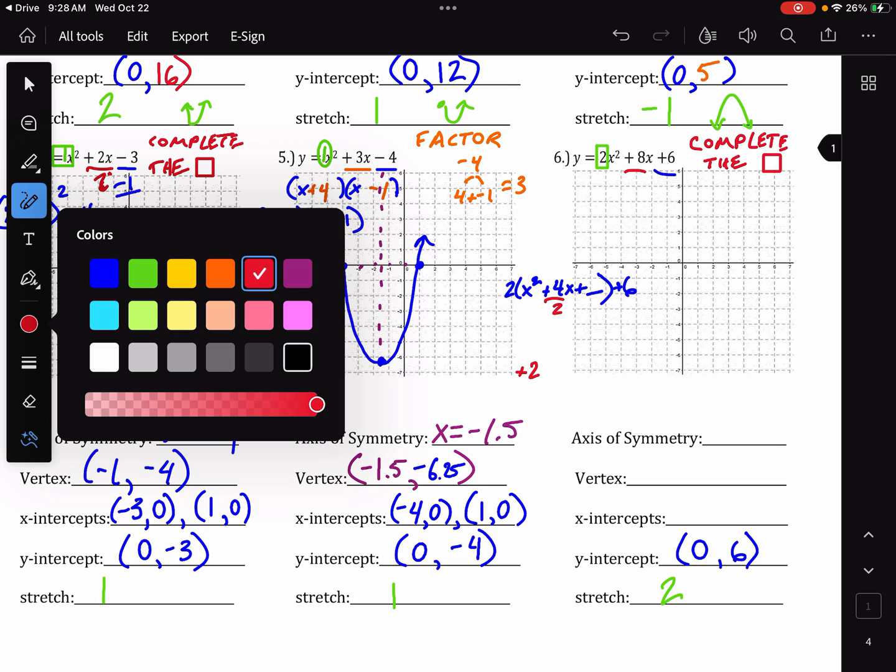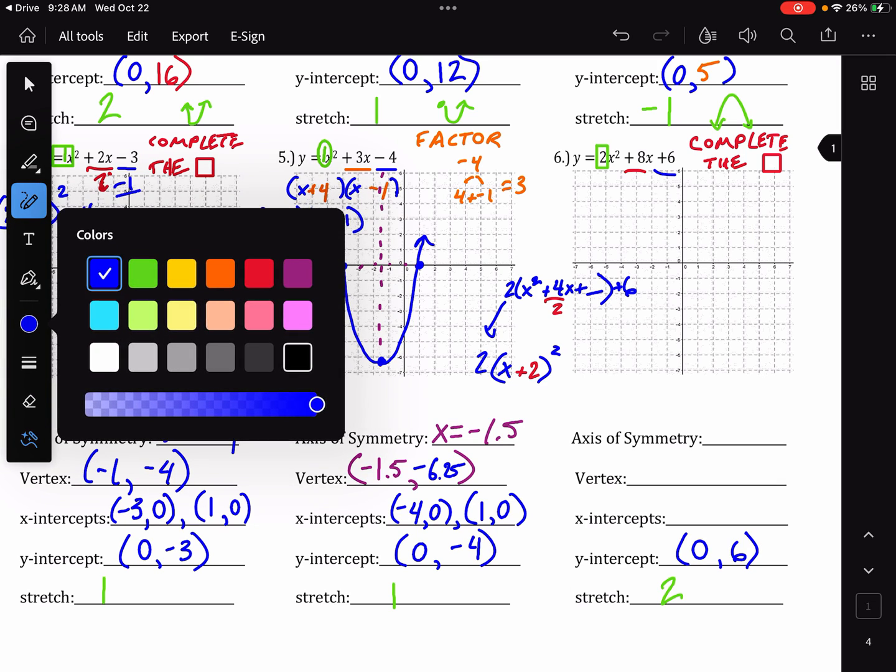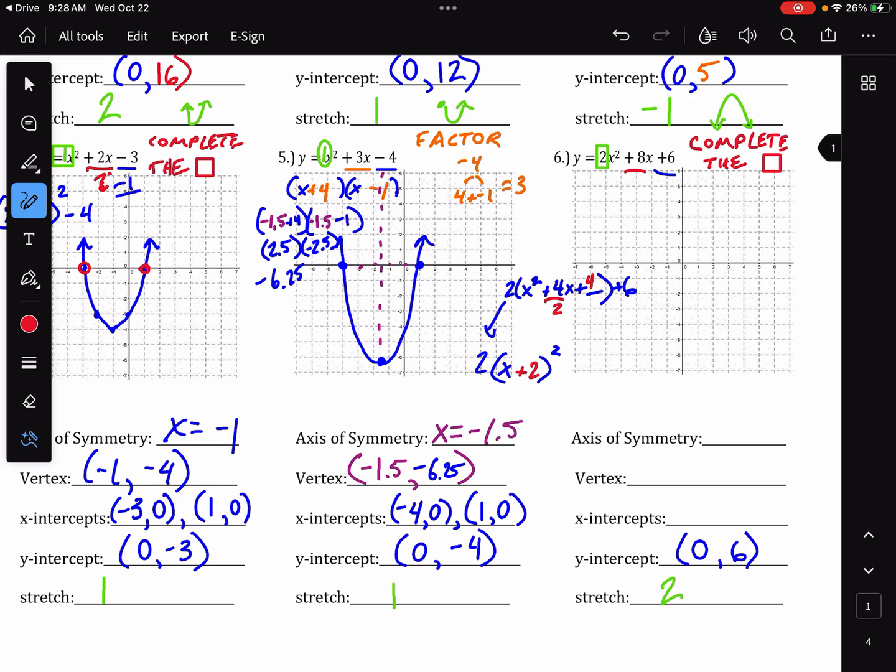We'll build our vertex form around that. Don't forget to bring this 2 down. 2 squared is 4. So that goes back in our space. And then we need to subtract it, but we need to multiply that 2 to the 4 first. So 2 times 4 is 8. So I'm going to subtract 8 from 6. That gets me negative 2. And so our vertex is opposite. Negative 2 stays the same. Negative 2. Put that right there.